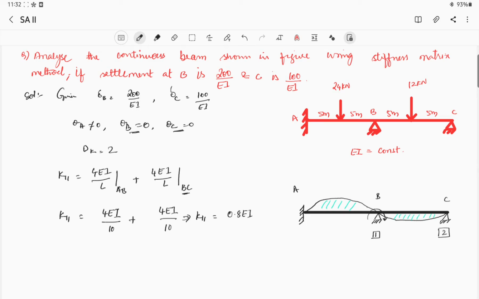Now, since we are rotating at this one, what will happen at node 2? So we'll name this as K12. K12 is how much? See here, at this location we are not rotating, we are rotating at B. So if we are rotating at the far end, there will be some deformation. What is that deformation? 2EI by L only. So 2EI for span BC, which is 10 meters. So what happens here?